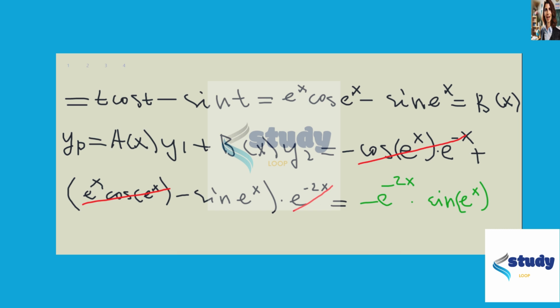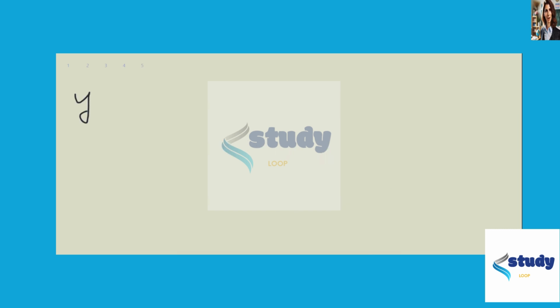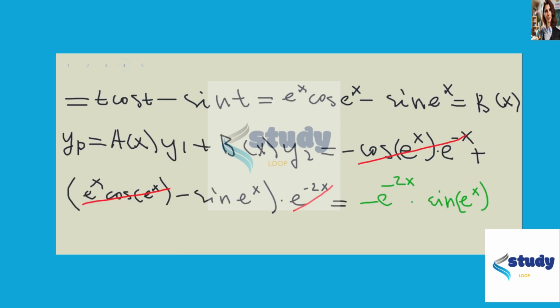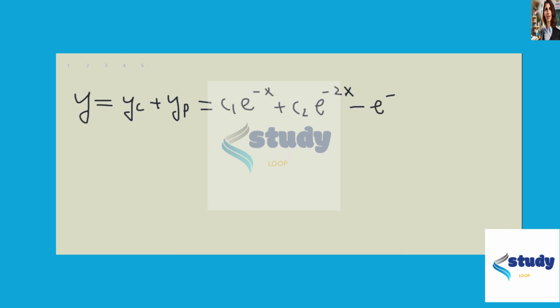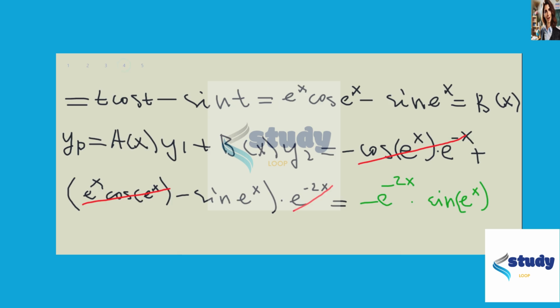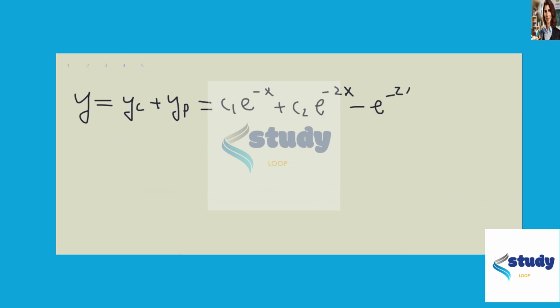So if I write down the final answer, it will be simply y is equal to yc plus y particular: c1 e to the negative x plus c2 e to the negative 2x, plus yp, but this was minus this function, so it's minus e to the negative 2x times sine of e to the x. And this will be the final answer of our problem.